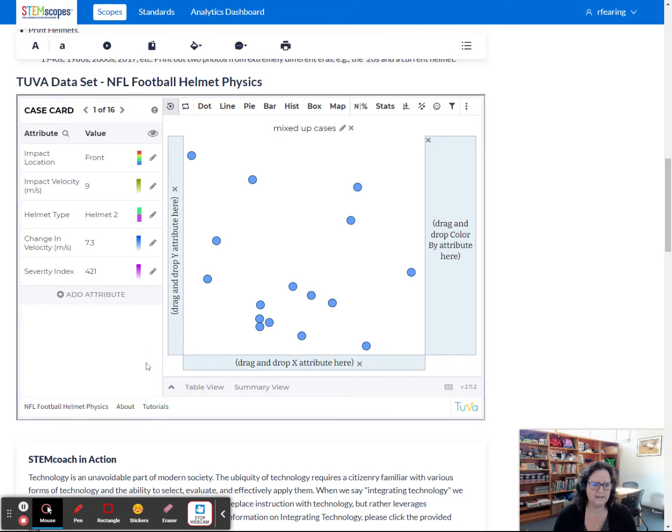So these data were collected by simulating the impact forces to NFL players' helmets during in-game collisions. These impacts were simulated in 4 different locations on the helmet: the front, the temple, the side, and the rear. 2 different helmets were tested. One commonly worn by NFL players, which is helmet 1, and a new experimental helmet, helmet 2. So they're seeing, is the new helmet better or is the older helmet better?